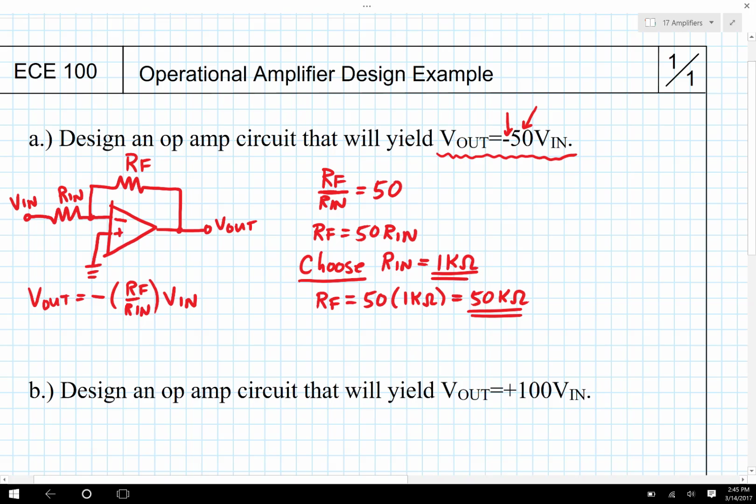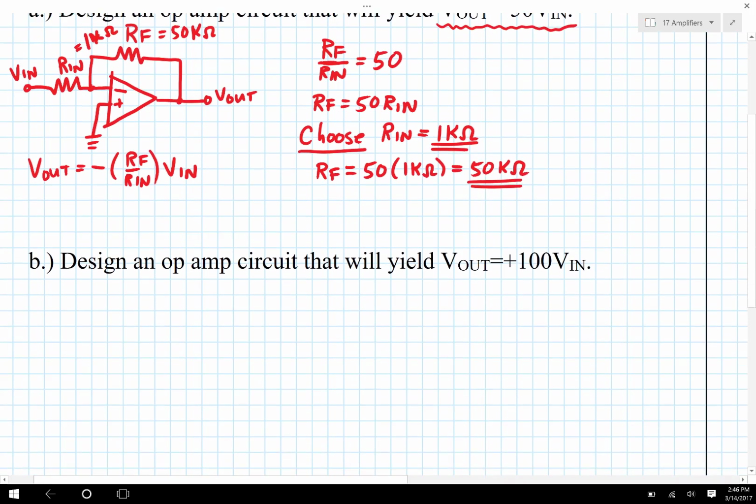So this seems like it's going to be a good design. So I can say this will be 50 kiloohms, and this will be 1 kiloohm, and the design is complete. So notice that really it comes down to: look at the equation, figure out which circuit you're going to need, remember what the equation is, remember what the circuit diagram is, and then choose one resistor value, and then usually the rest of them are going to fall into place.